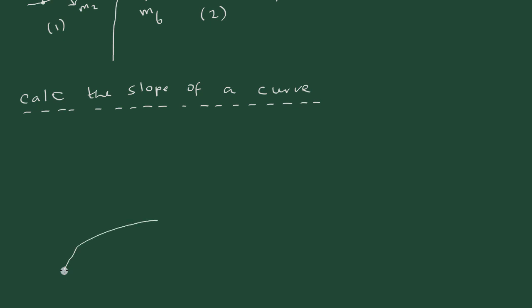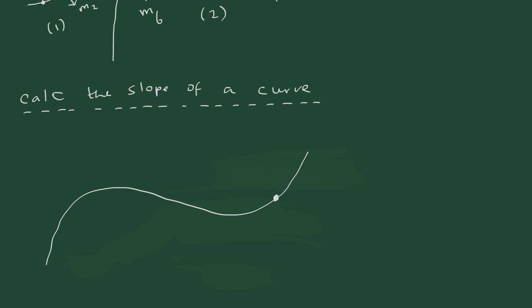Suppose you have a curve like this. Let me draw it freshly. I'll erase this. Let us say I have a curve like this. Now we are interested in calculating the slope at this particular point. What is the procedure? The procedure is simple, straightforward, and the same for all curves. From one style of curve to another, the procedure will not change. It is the same procedure that we are going to follow.